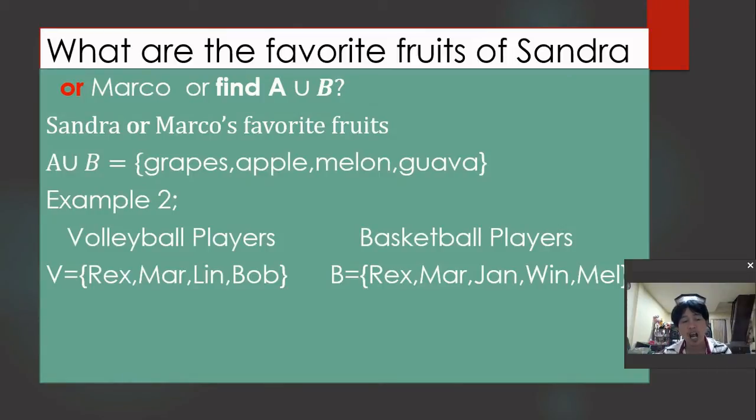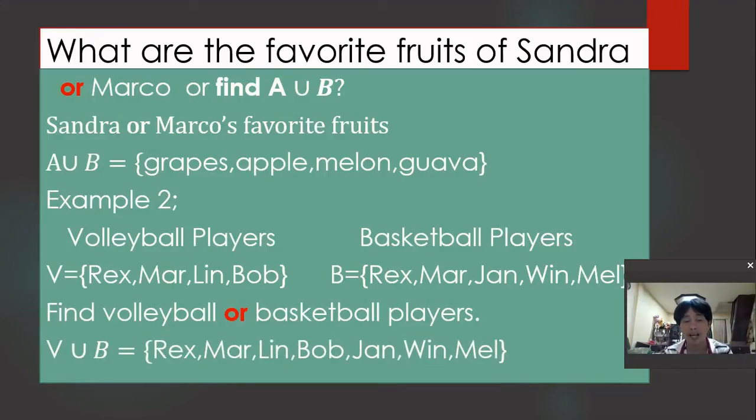So, how are we going to find the union of set V and set B? When we say union of set V and set B, we're just asking who are all the players of basketball and volleyball. So how are you going to write the union of sets? All you have to do is write down all of the names listed, but do not write them repeatedly. Find volleyball or basketball players, that's the union. So we write down all the names listed in V.